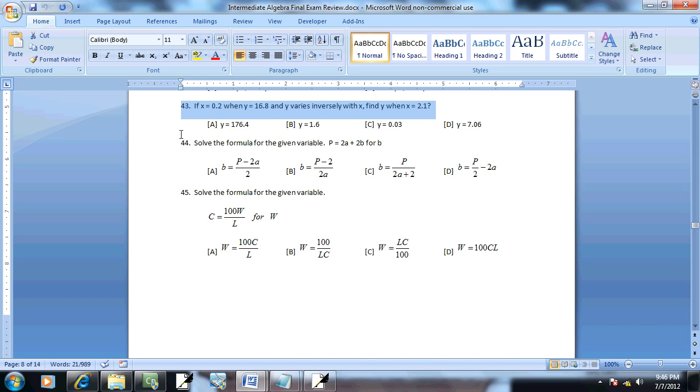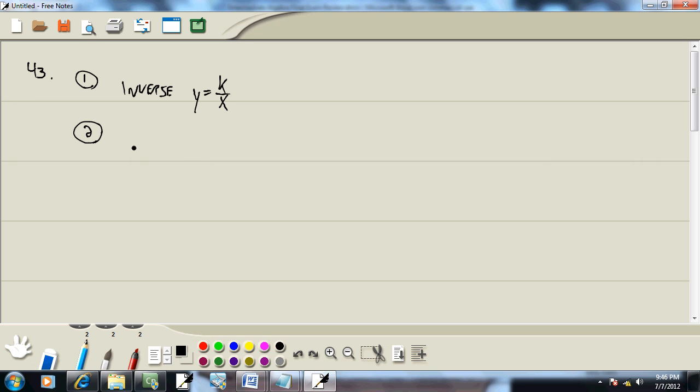Now step 2 says pick variables that make sense. But actually, x's and y's make sense because that's what they use in this problem. See where it says y varies inversely with x? The varies is where your equals goes. So we're just y is equal to k over x. Y varies inversely with x. The inverse part always goes down in the denominator. K always goes up on top.